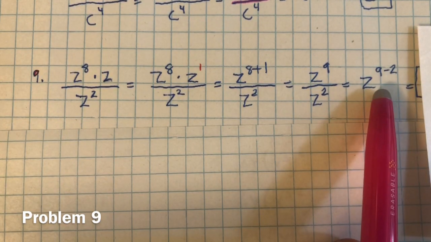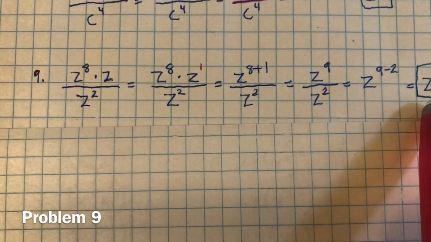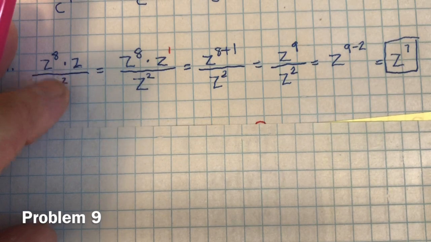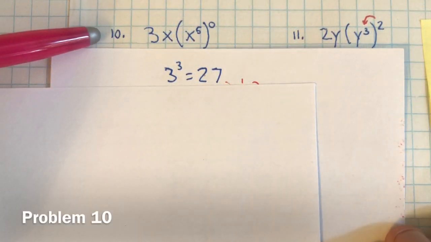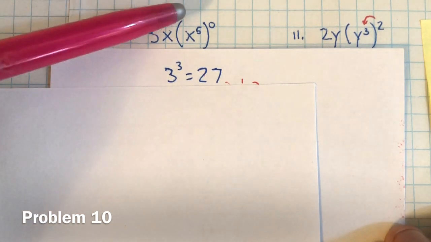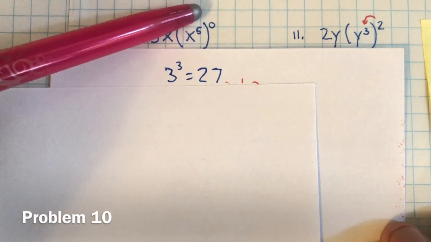So 9 minus 2, which equals z to the 7th. For number 10, I'm going to first explain the rule for the exponent of 0.